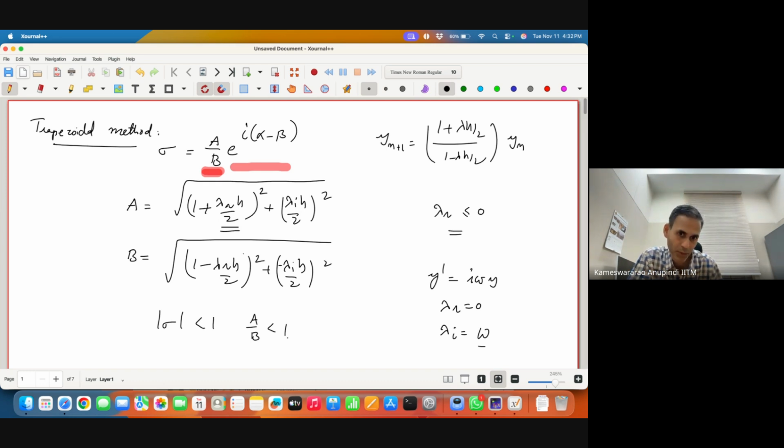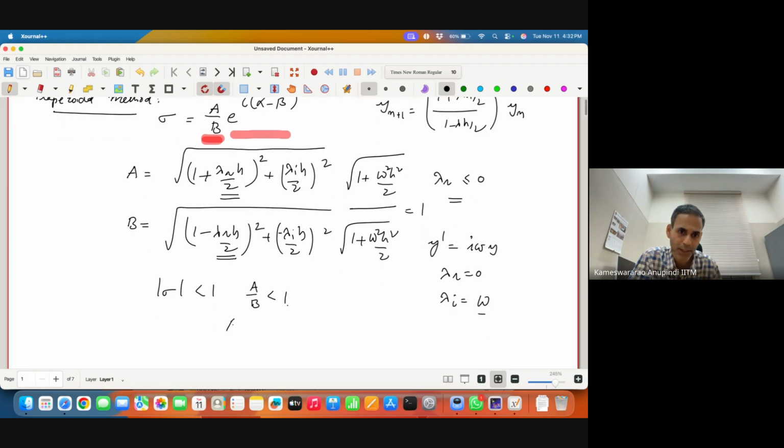When lambda r equals 0, this is 0 and this is 0. So my numerator is the square root of 1 plus omega square h square by 2 square, divided by the same, square root of 1 plus omega square h square by 2 square. So a by b is exactly equal to 1 for purely imaginary lambda. That means the amplification factor is just 1. It is going to just keep that value. It is neither going to grow nor going to decay, right?